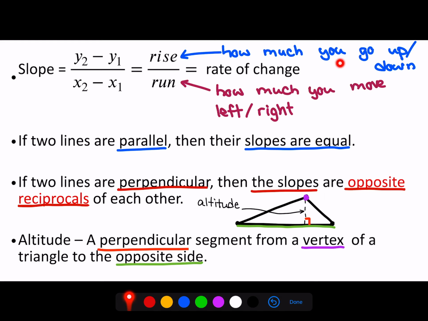Rise is how much we go up or down. If it's going up, it's positive, down is negative. And run is how much we're moving left or right. Left is negative, right is positive.